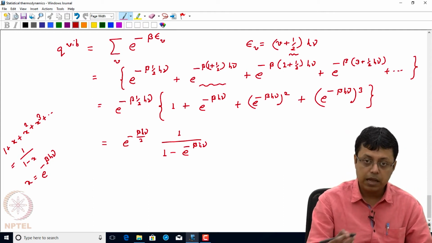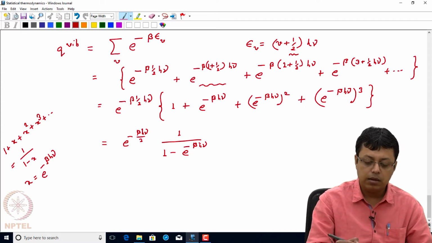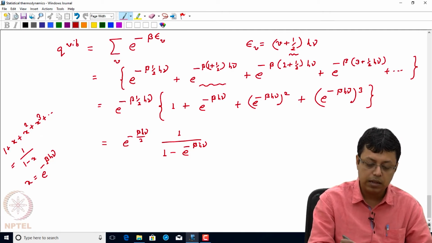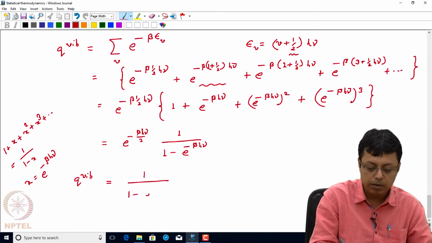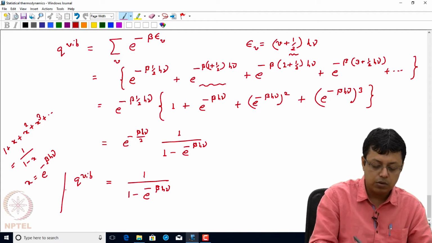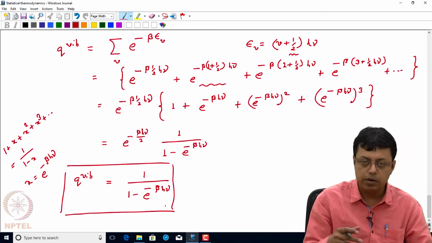Again, sometimes the vibrational partition function is measured from the zero-point vibration. So you basically subtract that and then calculate. In that case, you will see the expression for the vibrational partition function as 1 by 1 minus e to the power minus beta h nu. So we'll be using this expression when we'll be discussing the transition state theory.